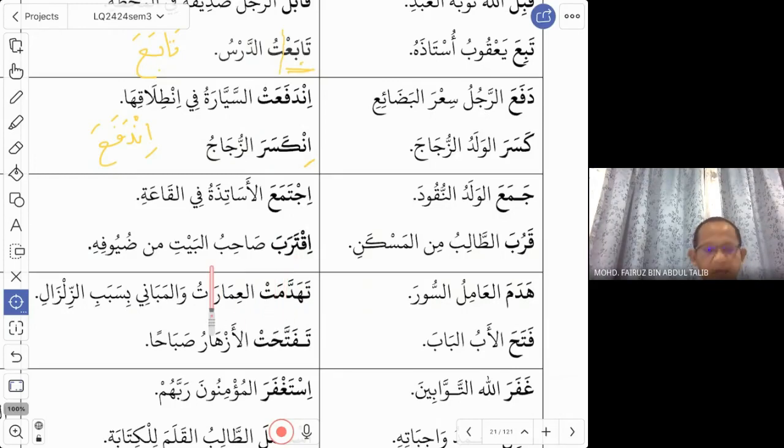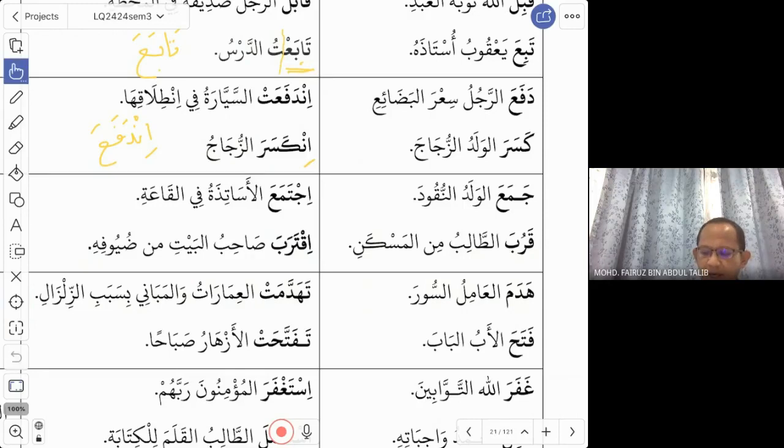Iqtaraba sahibul baiti min duyufihi. The owner of the house. Sahib means owner of the house. Iqtaraba. So he came near to his guest. Duyuf, plural of daifun, guest. So he came near to his guest. Now, so this is fi'l mazid. Now, this is fi'l mujarrad.